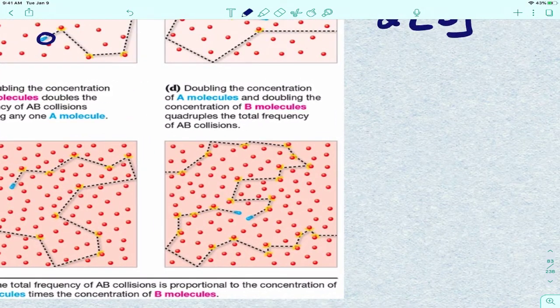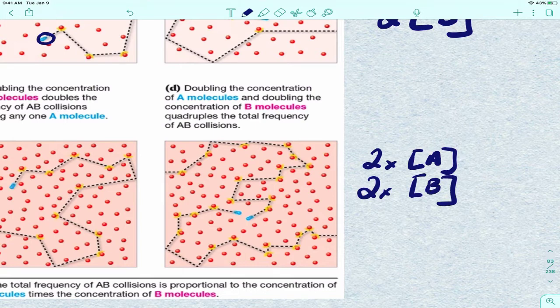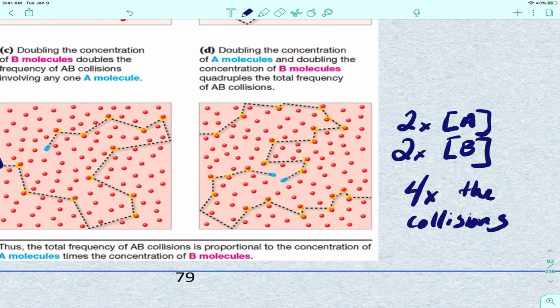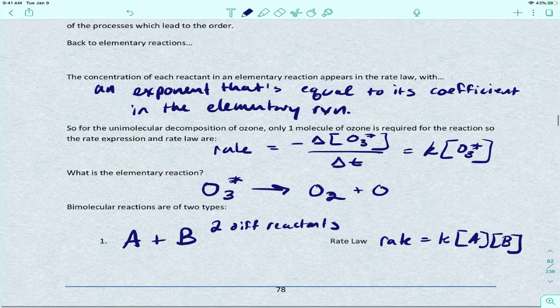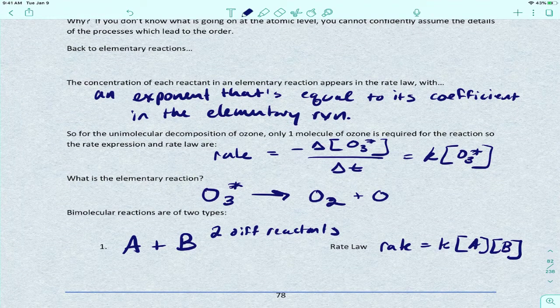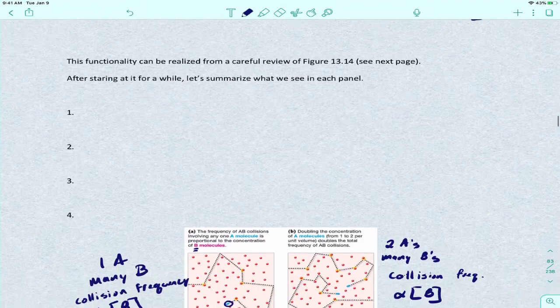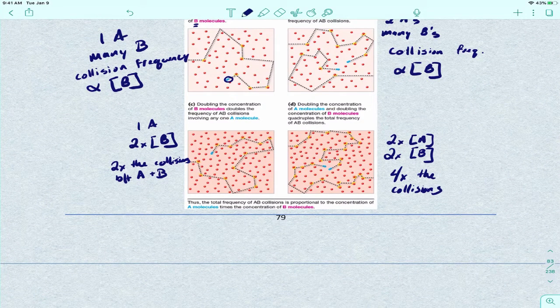Now, if I double the concentration of A and I double the concentration of B, what we see is that we get 4 times the collisions. And so this is the rationale behind the statement I made earlier: the concentration of each reactant in an elementary reaction appears in the rate law with an exponent that's equal to its coefficient in the elementary reaction. That's why that statement makes sense.